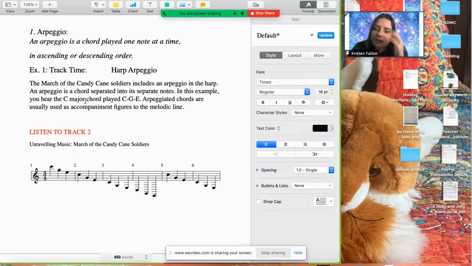The March of the Candy Cane Soldiers includes an arpeggio in the harp. An arpeggio is a chord separated into its separate notes. In this example, you can hear a C major chord played C, G, E. Arpeggiated chords are usually used as accompaniment figures to the melodic line. Accompaniment means not the melody, the supporting harmony.